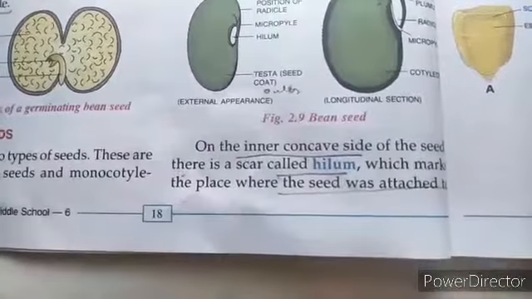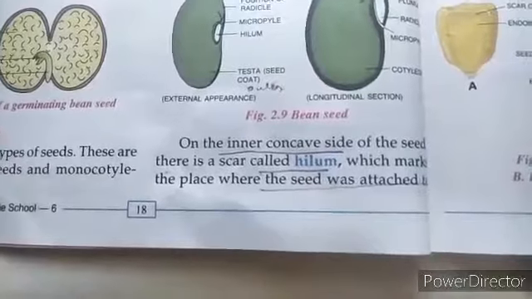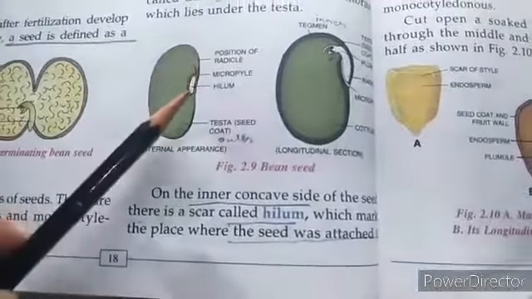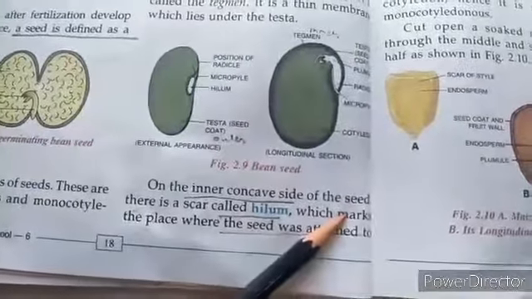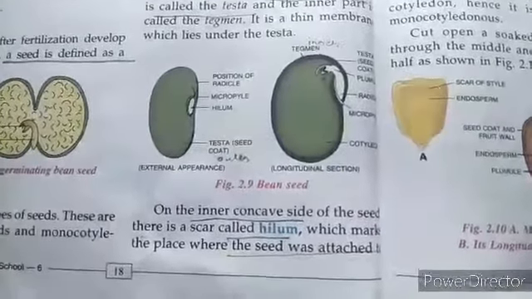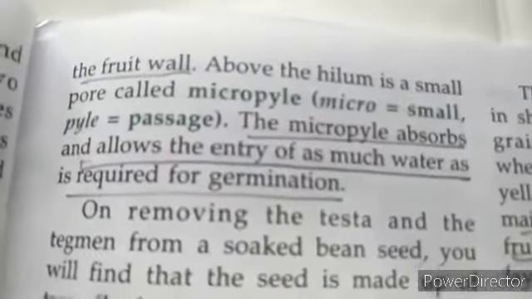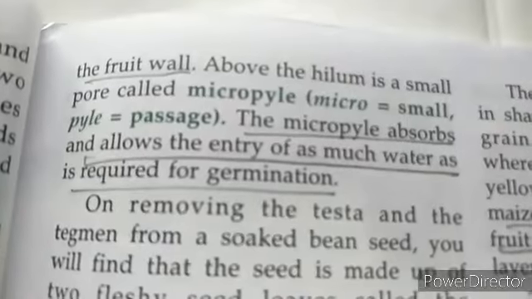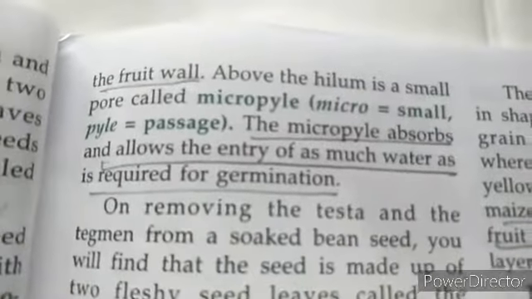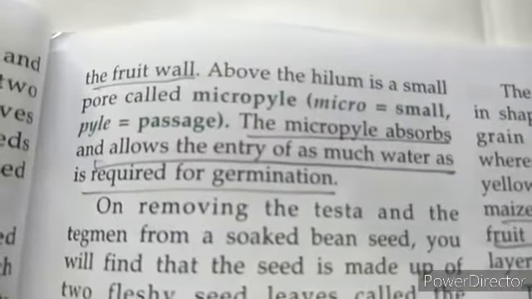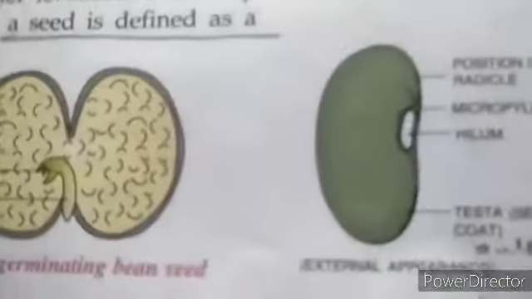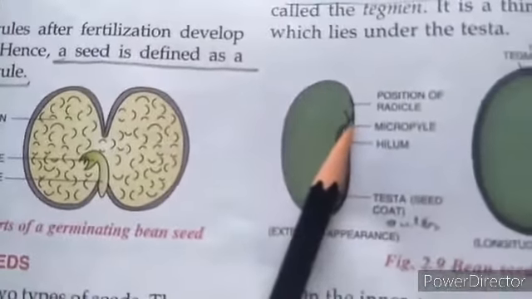On the inner concave side of the seed, there is a scar called the hilum. So there's a little notch or inner part here that is known as the hilum, which marks the place where the seed was attached to the fruit wall. So wherever the seed was attached, now there is a hilum there. Above the hilum is a small pore or a small opening passage, which is known as the micropyle, and the micropyle absorbs and allows the entry of as much water as required for germination. So here we find there is a micropyle, which helps in absorbing water for germination.